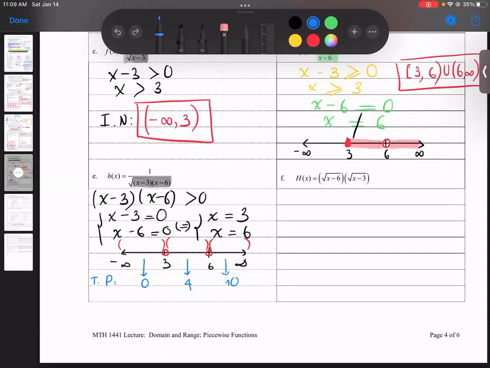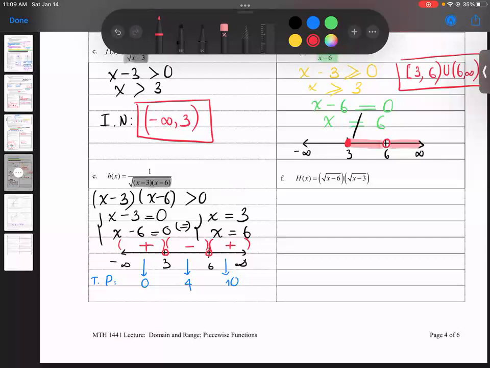If x is 0, again, we don't care about the value. We care about the sign, right? 0 minus 3 is negative. 0 minus 6 is negative. So negative times negative is positive. 4 minus 3 is positive. 4 minus 6 is negative. So positive times negative is negative. And then we have positive here, right? Because 10 is bigger than 3 and 6.